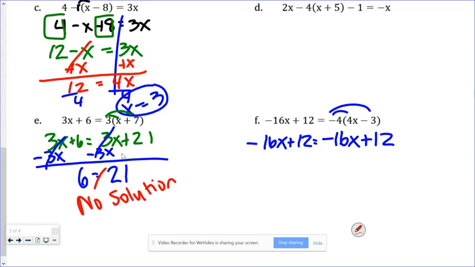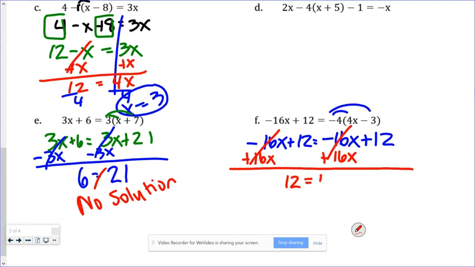Okay, so then I look at my x terms. They're both negative 16. So it doesn't matter which one I move over. So I'm going to add 16 to both sides. So those cancel and those cancel. So I just have a 12 on the left side and a 12 on the right side. And those are the exact same numbers. 12 is equal to 12. That is always true. So I'm going to write infinitely many solutions.